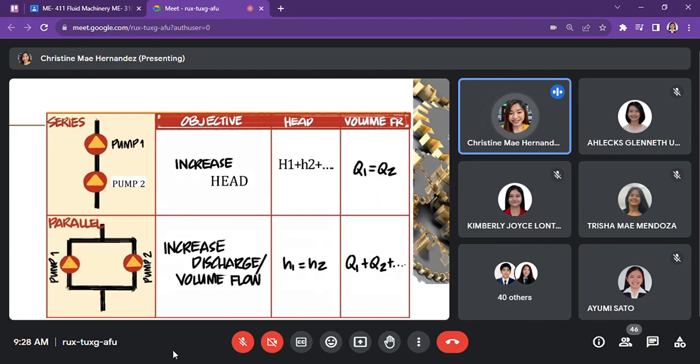If your objective is to increase the discharge or the volumetric flow rate, connect it in parallel. So, the head will be equal, even if there are 10 pumps, H1 is equal to H2 is equal to H3, up to 4, the head is equal. And the volumetric flow rate, since the objective is to increase the discharge, is Q1 plus Q2 plus Q3, and so on.